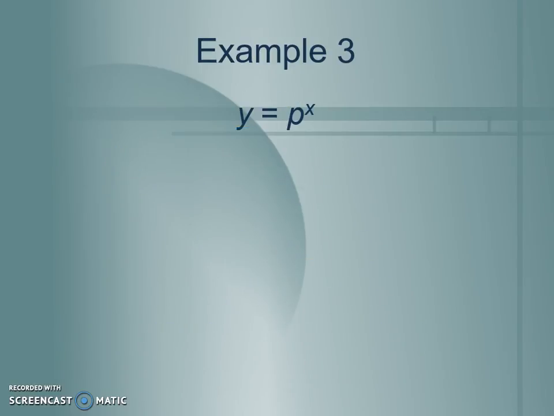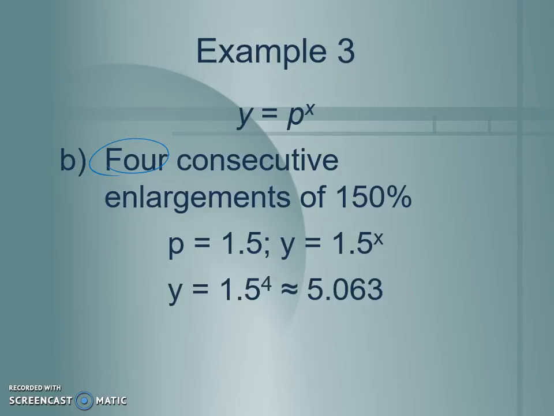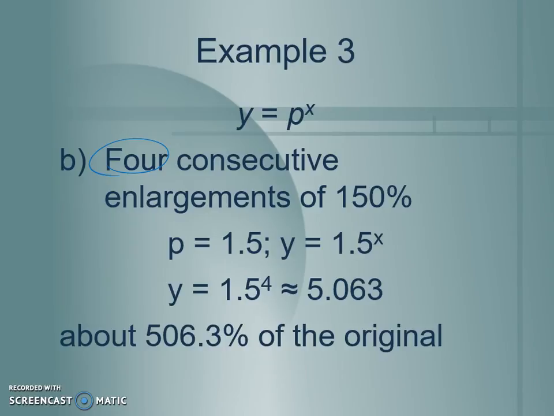And then example 3b says, what if we do 4 consecutive enlargements of 150%? Well, once again, we'll substitute in our 150%, or 1.5. So we get y equals 1.5 to the x power, and our x is going to be 4, remember, because we are doing this 4 times. So we have y equals 1.5 to the 4th power. When we punch that in our calculator, we get 5.063, which means that the new image is going to be about 506.3% of the original size.